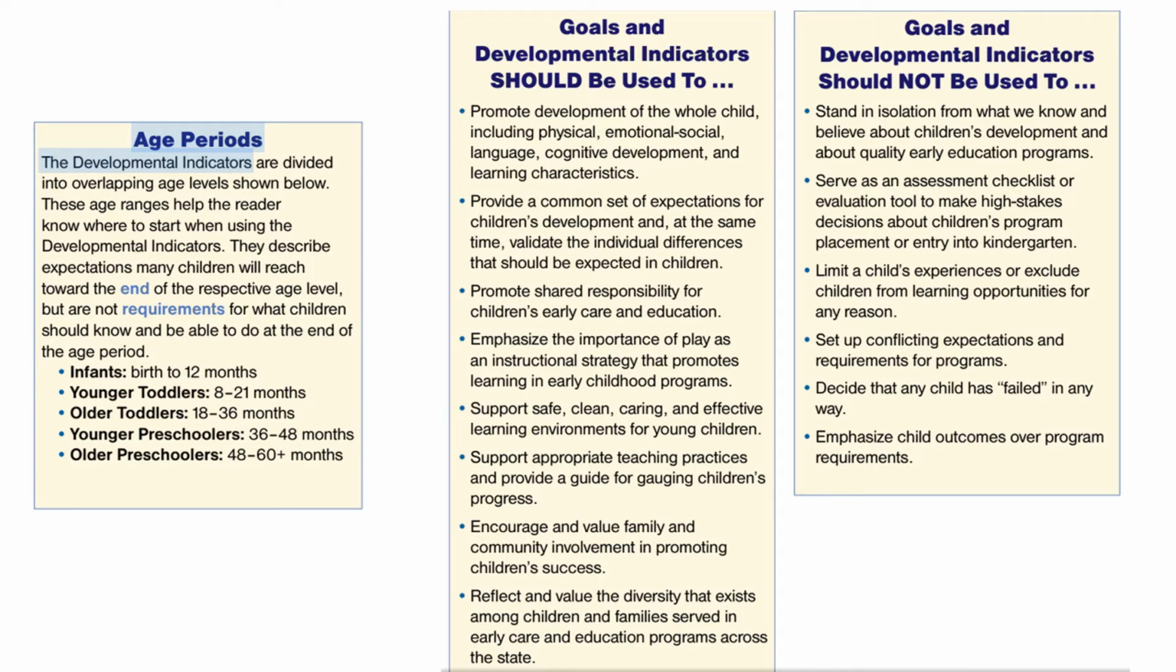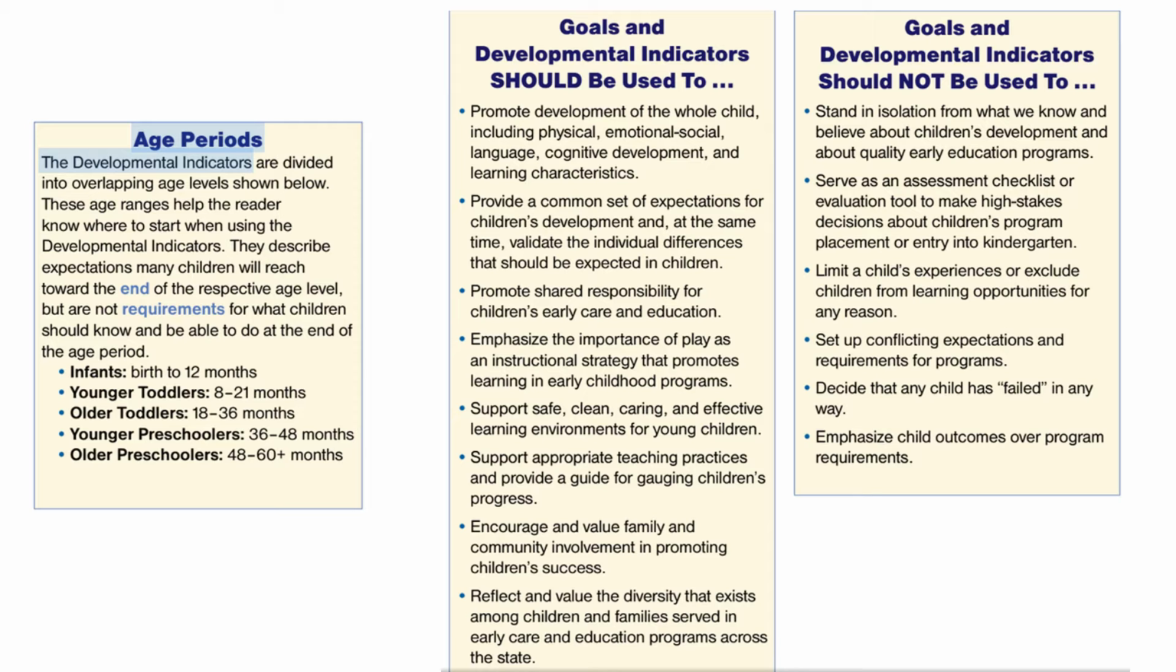In the Foundations book, you will notice, as I've already previously discussed, the developmental indicators are broken up by age ranges, infants through older preschoolers. However, if you'll notice here, this little blurb talks about how the developmental indicators are divided into overlapping age levels as shown below. So if you'll look here, infants birth to 12 months, younger toddlers 8 to 24 months. So you've got 4 months here where there's an overlap in an infant and a young toddler.